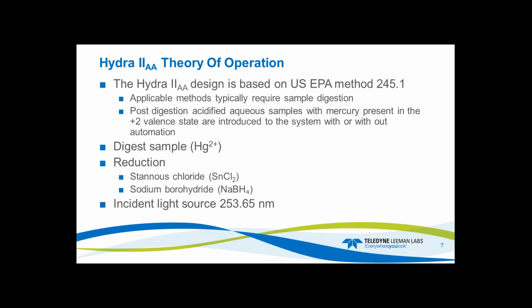Post-digestion, acidified samples with mercury present in the +2 valence state are introduced to the system with or without automation. The digested sample is then reduced by stannous chloride. Alternately, you can use sodium borohydride. Sometimes in Europe they still use this methodology. And the light source is at wavelength 253.65.